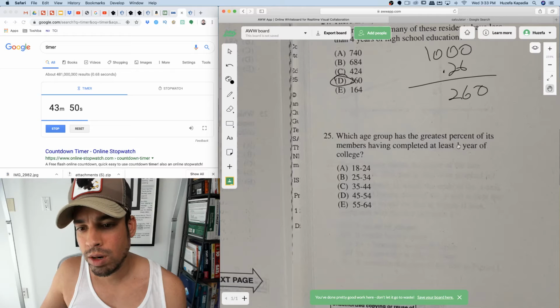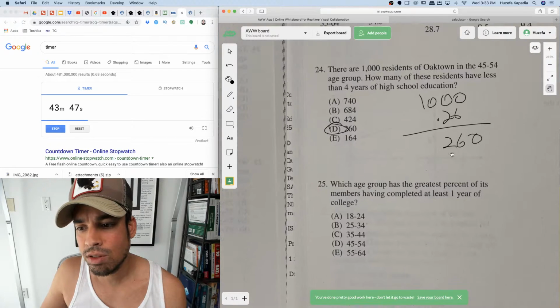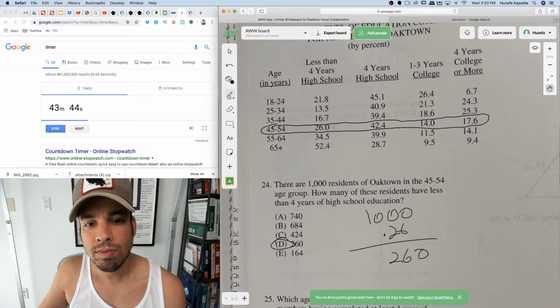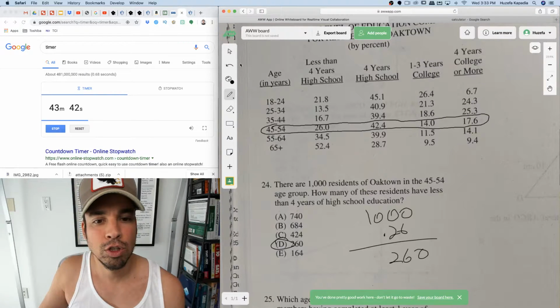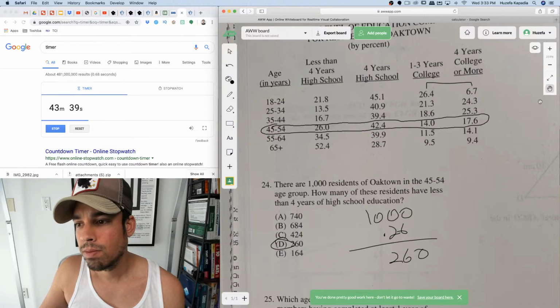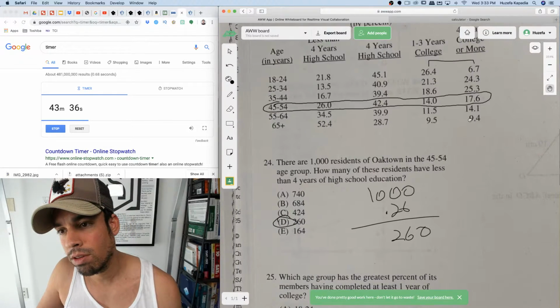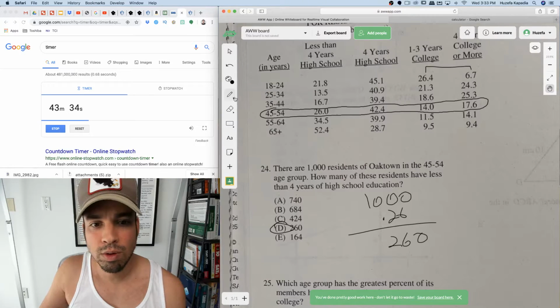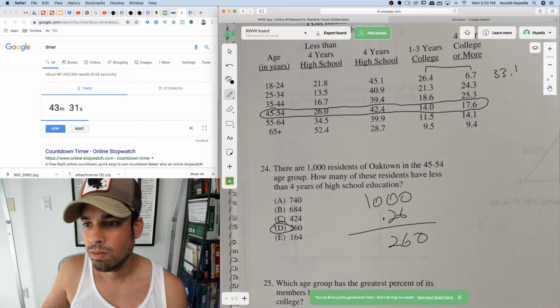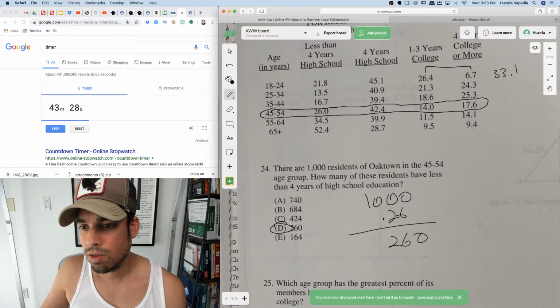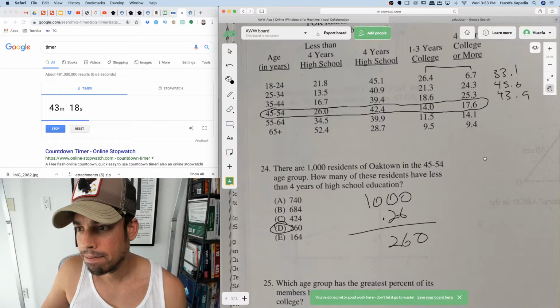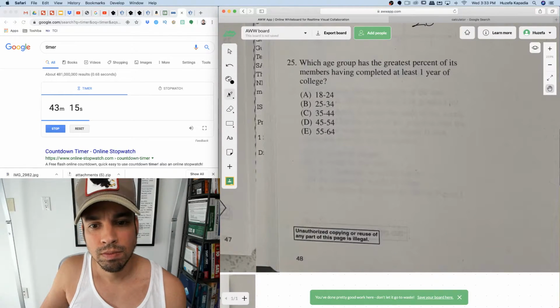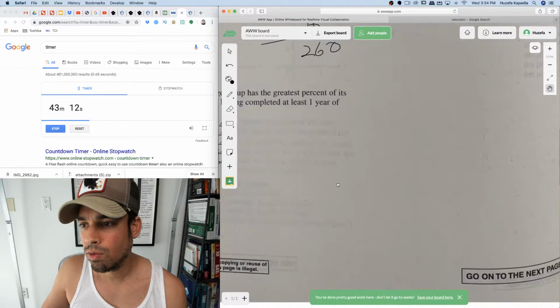Which age group has the greatest percent of its members having completed at least 1 year of college? So it's like these two chunks. So which one has the greatest sum? Greatest percent, right? So this is 33.1. Probably either this one or this one. This is 45.6. This one is 43.9, so it's 25 to 34. See, they're just testing how you can read one of these graphs.